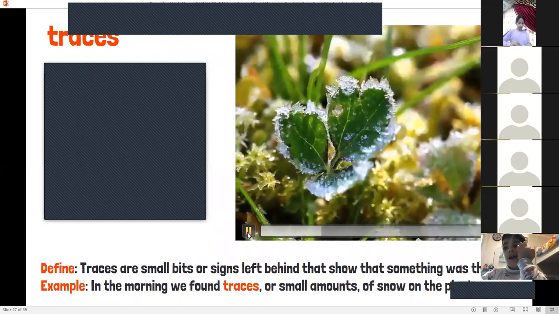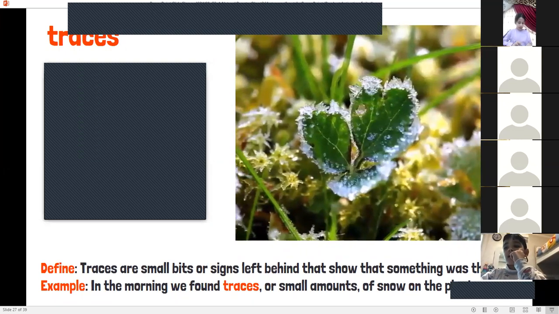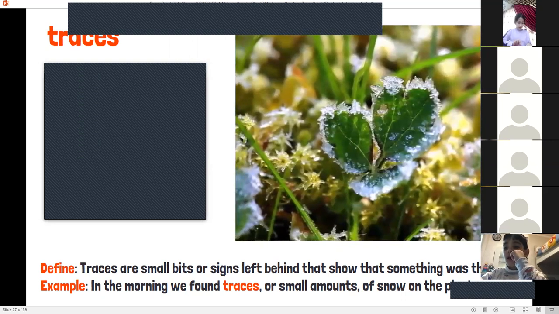Traces. Traces are small bits or signs left behind that show that something was there.